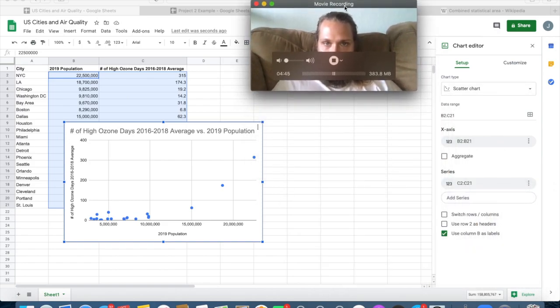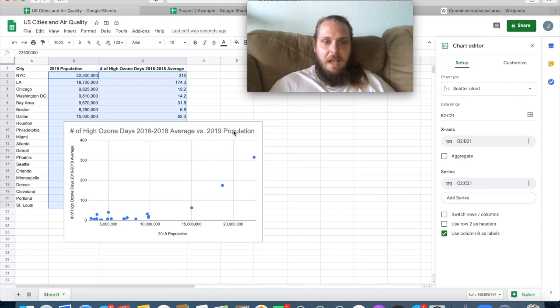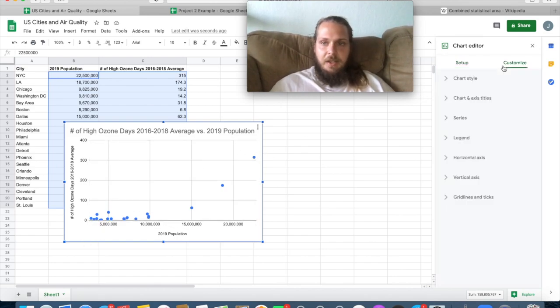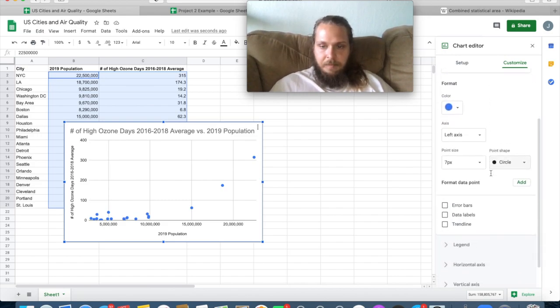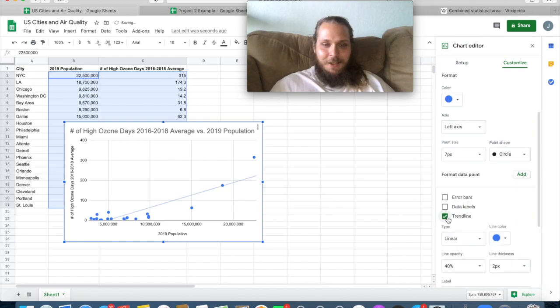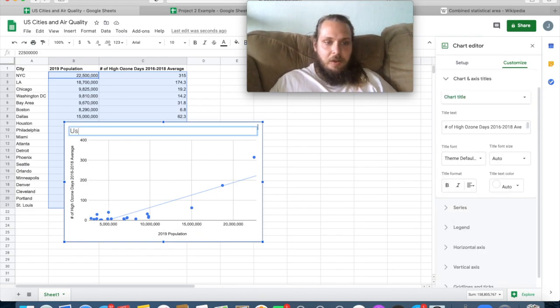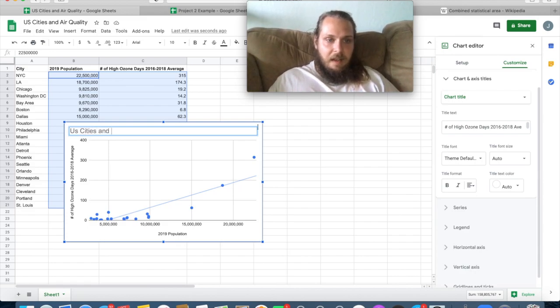I'll go here, because once we have our chart, we know that an important part of this unit is customizing it. The big customization I'd want on this is to make sure that it gives me my line of best fit. To do the line of best fit, you go to Series and click trend line. Because I labeled my data, it already gave me my labels, but you need to make sure that you have both your X and Y labeled and then a label for your whole graph. My label for the whole graph is just going to be US cities and air quality.